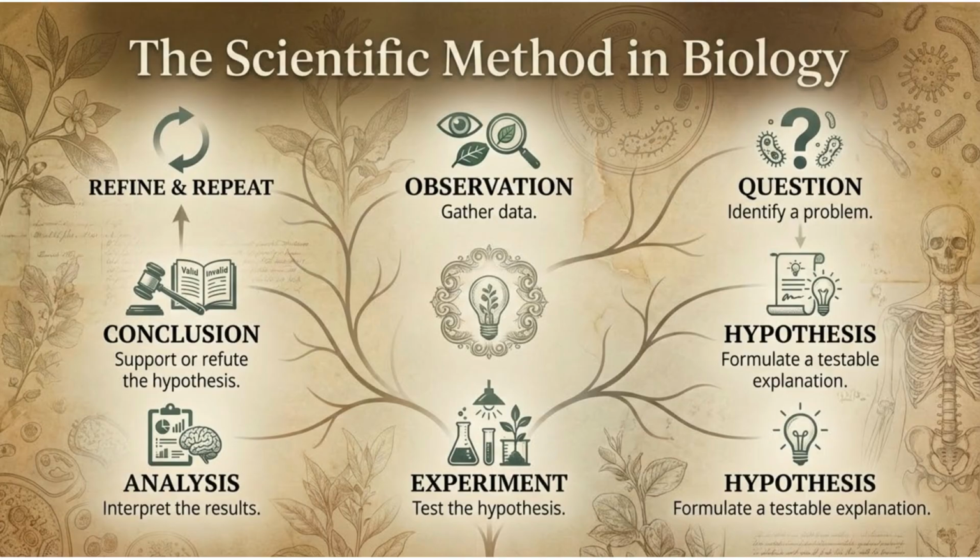The scientific method in biology follows a sequence: observation and question, forming a hypothesis, conducting an experiment, analysis, and forming a conclusion. The process can be refined and repeated.